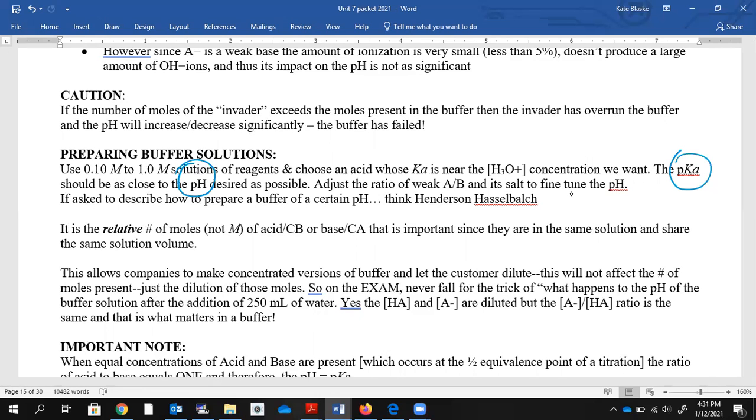Now, we can tweak that pH to be a little bit closer or a little bit farther away from what we need it to be by changing the concentrations of the weak acid and the salt that has its conjugate, by using that Henderson-Hasselbalch equation to fine tune that pH to as close as we want it to be.